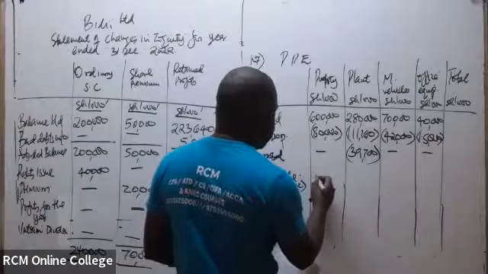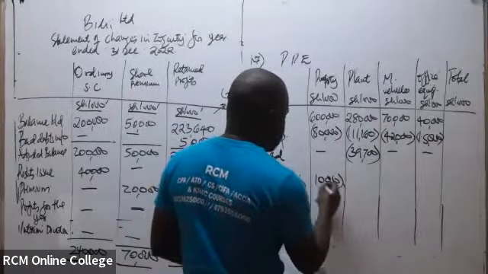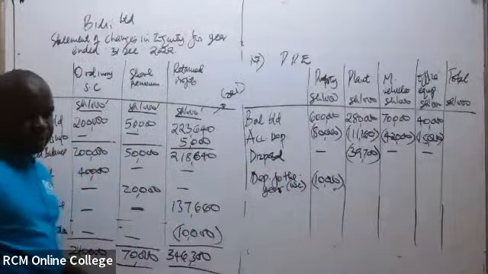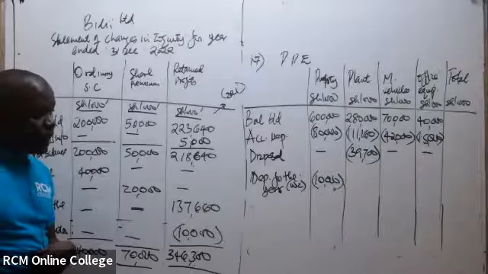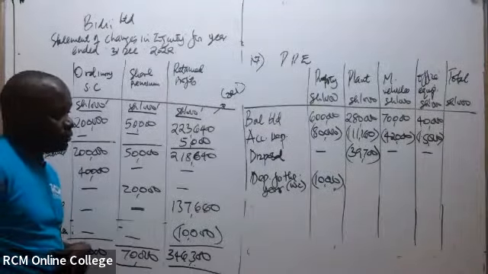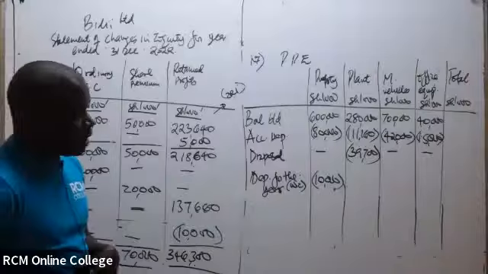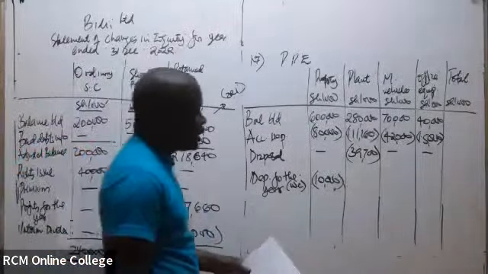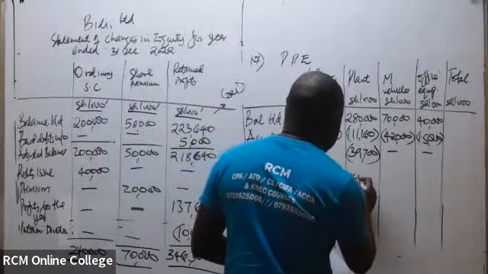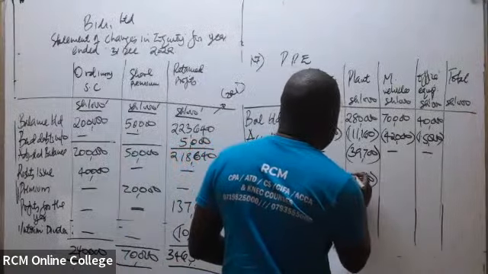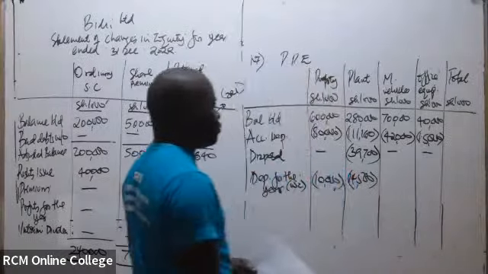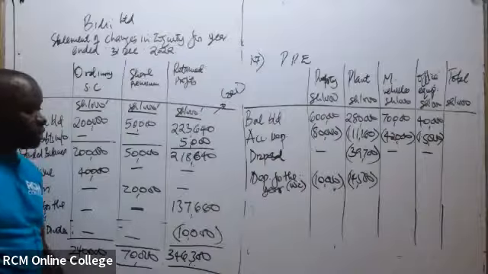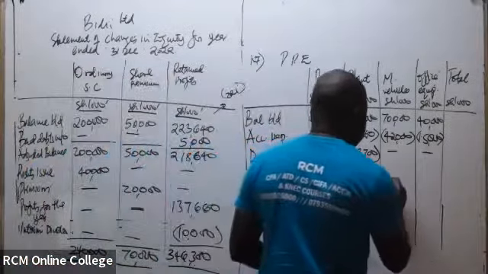What about plant? How much are we getting for plant? It was 14,500. I think it was 14,500. What about for motor vehicles? For motor vehicles, it was how much? Motor vehicles, it was 14 million.